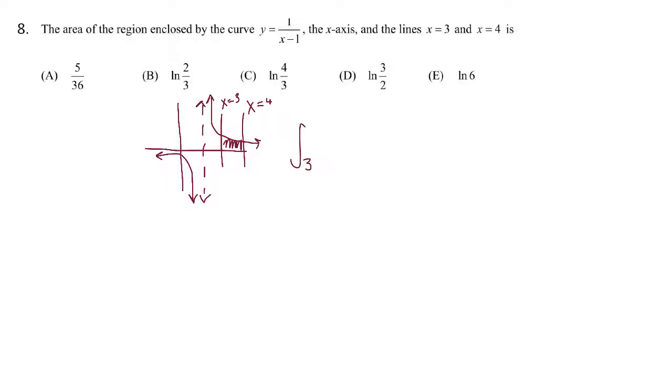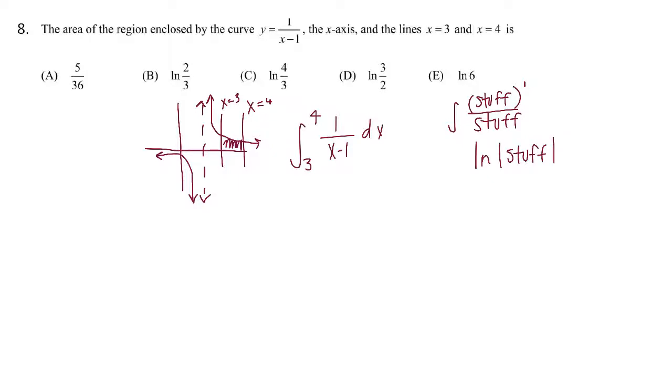So we will integrate from 3 to 4 of 1/(x minus 1) dx. And so this is following the pattern when we have the 1 over. Remember, if we integrate stuff prime over stuff, in other words, if the numerator is the derivative of the denominator, that always turns into the natural log of the absolute value of stuff every time. So let's check this one out. If I take the derivative of x minus 1, I get 1, which is my numerator. So that tells me when I integrate, it's just going to end up being the natural log of the absolute value of x minus 1.